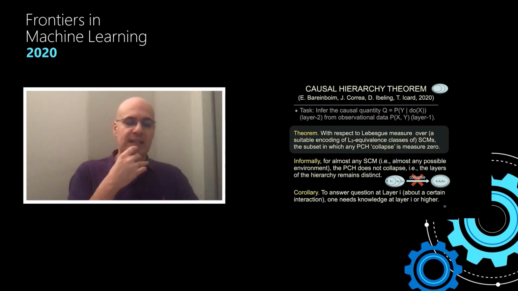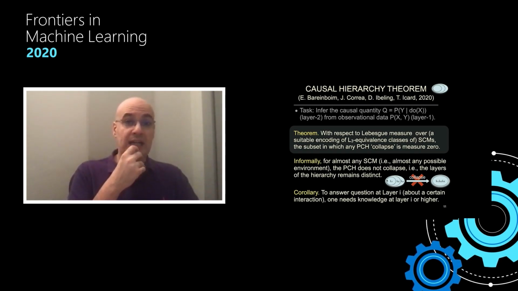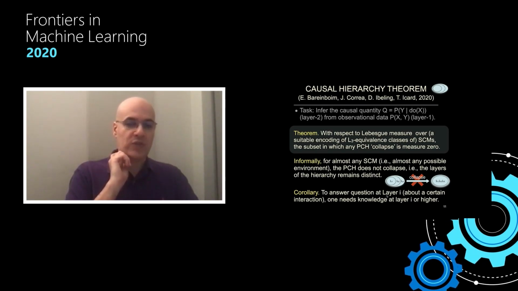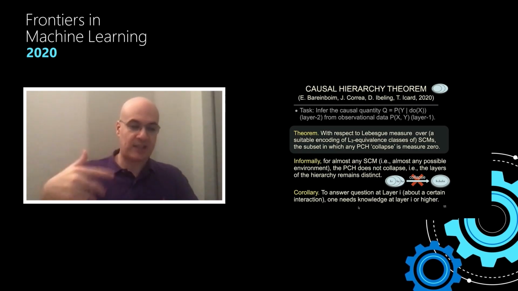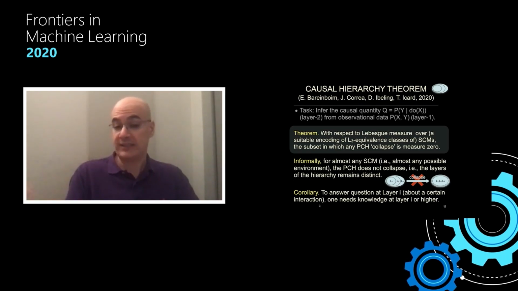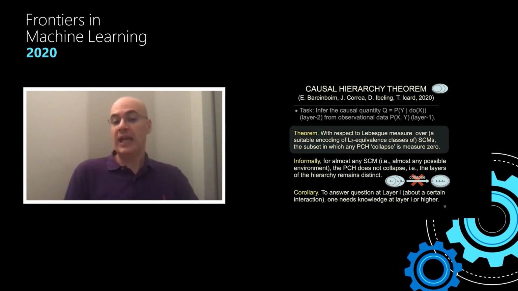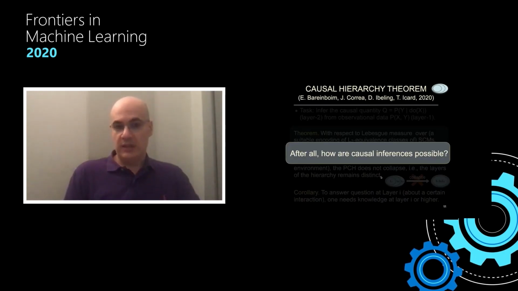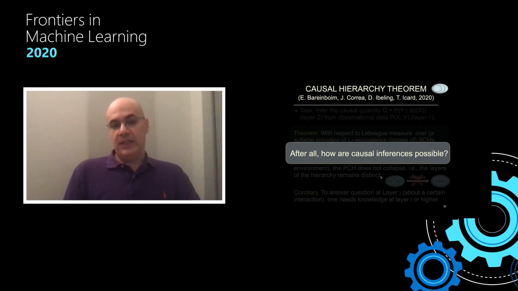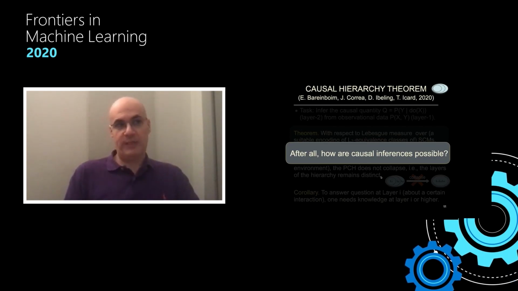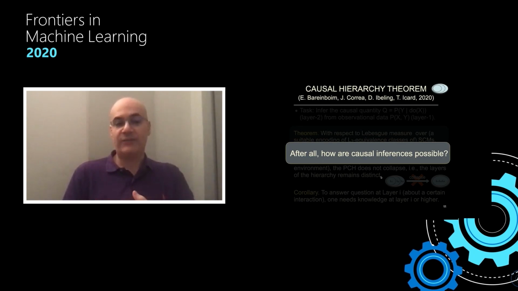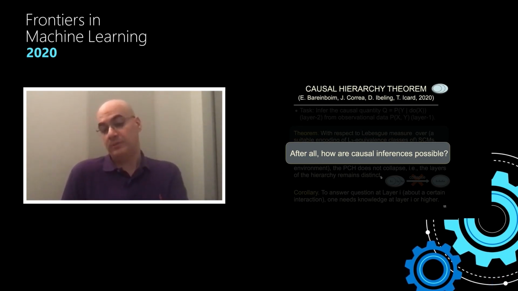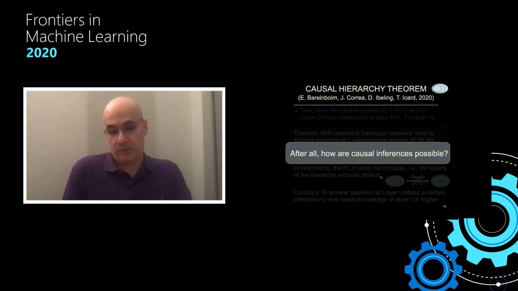I say that is stated in the book of Y. As a corollary, you can go to chapter 1, which says that to answer a question at layer i about a certain type of interaction, could be layer 2 about the intervention, one needs knowledge at layer i, 2, or above. Now, the natural question we could be asking is, Elias, after all, how are causal inferences possible?